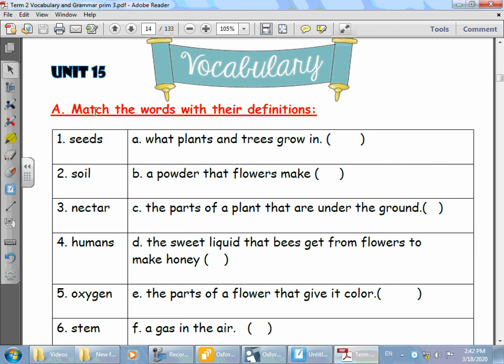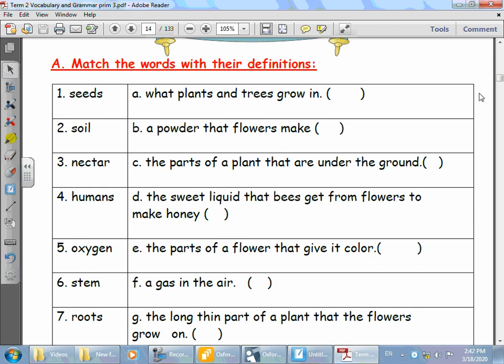Okay. Unit 15. It says match the words with their definition. Okay, so I want you to pause the video for 5 minutes. Try to answer it by your own and then check the answers with me.